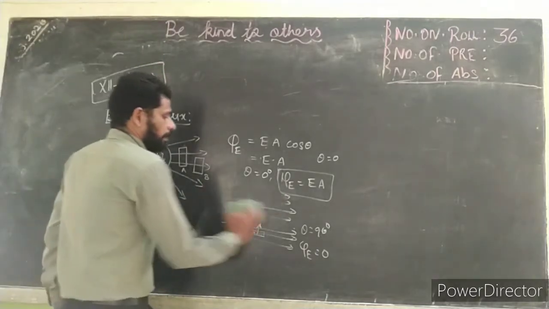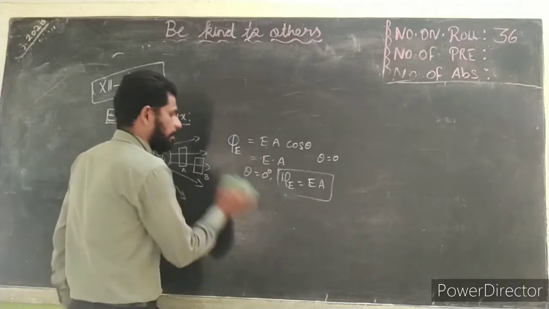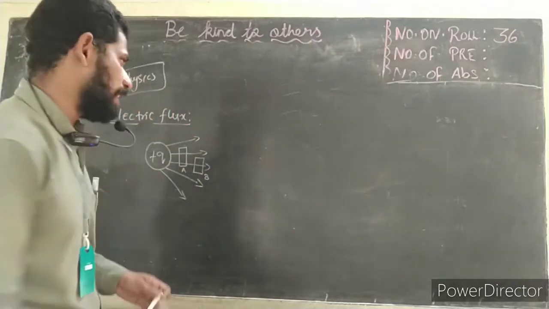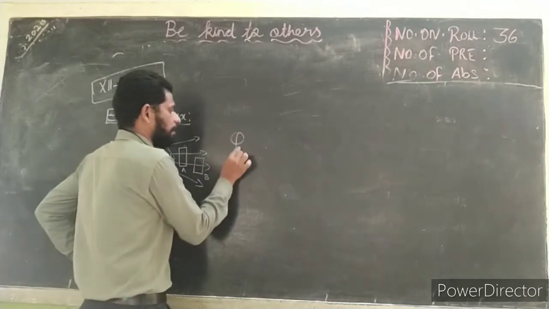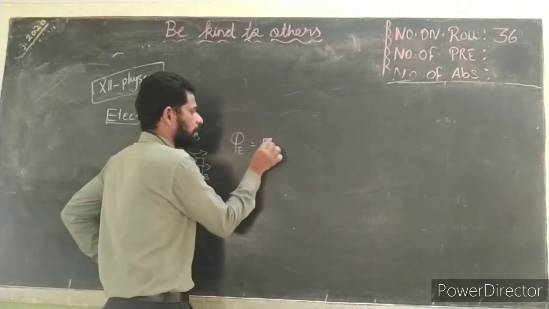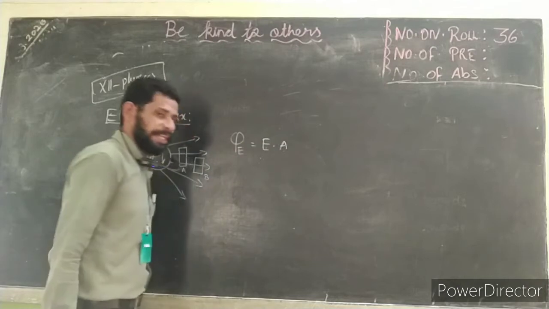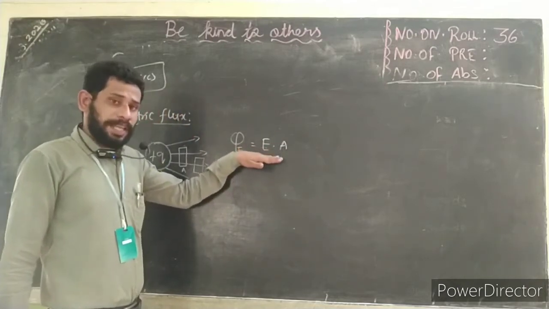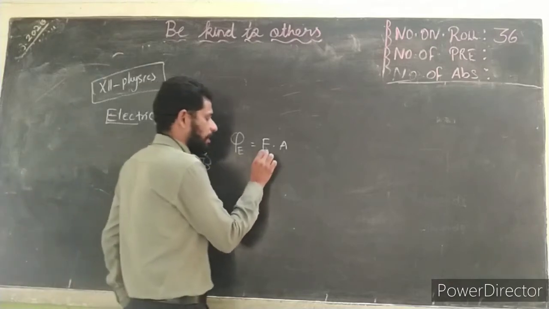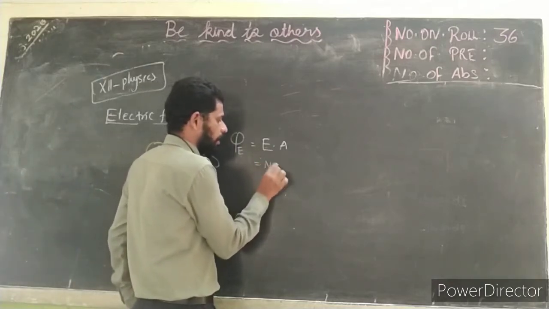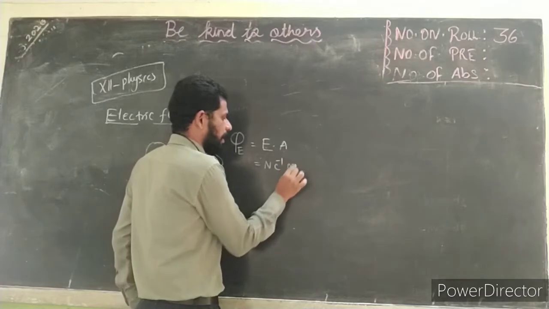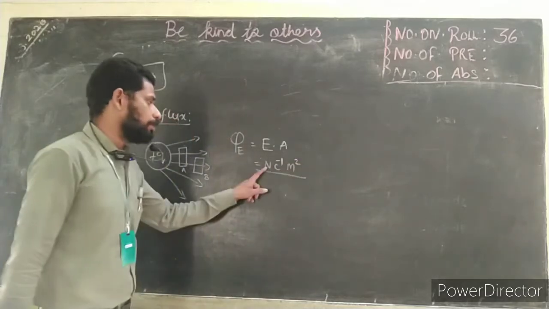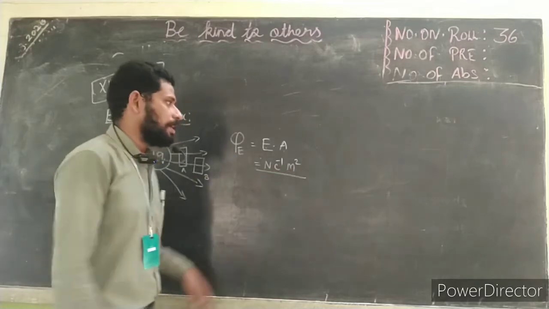Okay. Now, suppose I have a charge in an enclosed surface. Remember that the electric flux is nothing but the number of electric field lines passing through the given area. It is a scalar quantity. So what is the SI unit for electric field? Newton per Coulomb. The SI unit of the electric flux is Newton meter square per Coulomb.